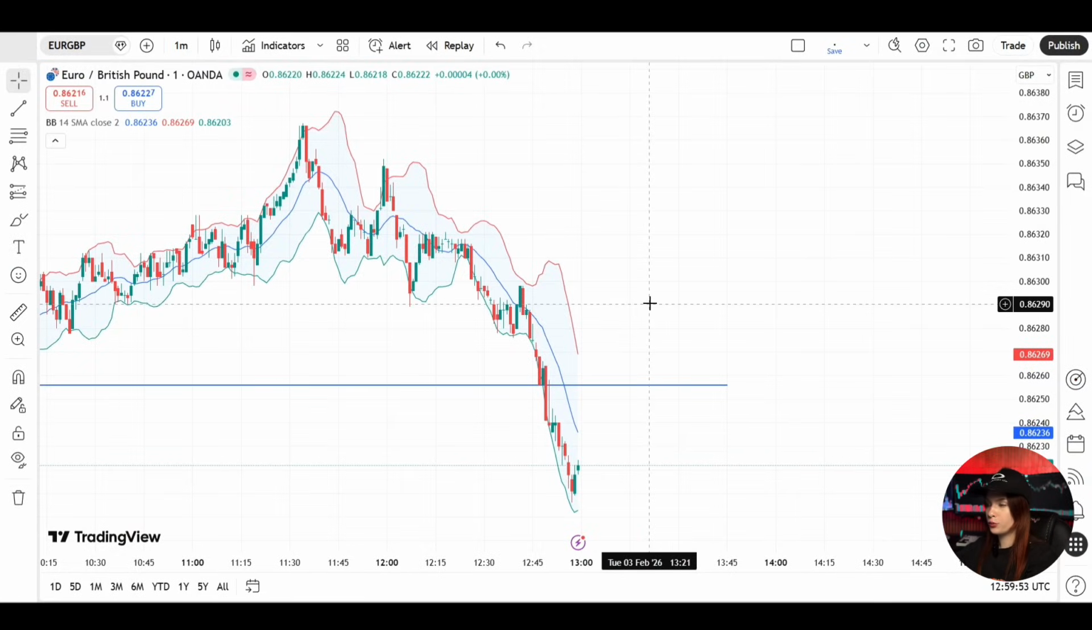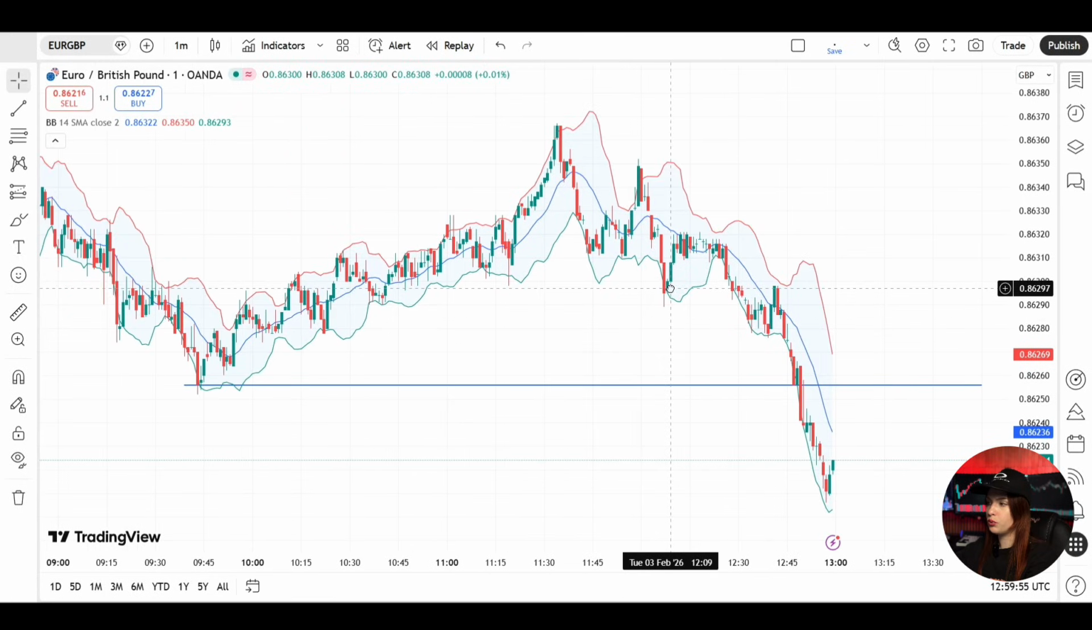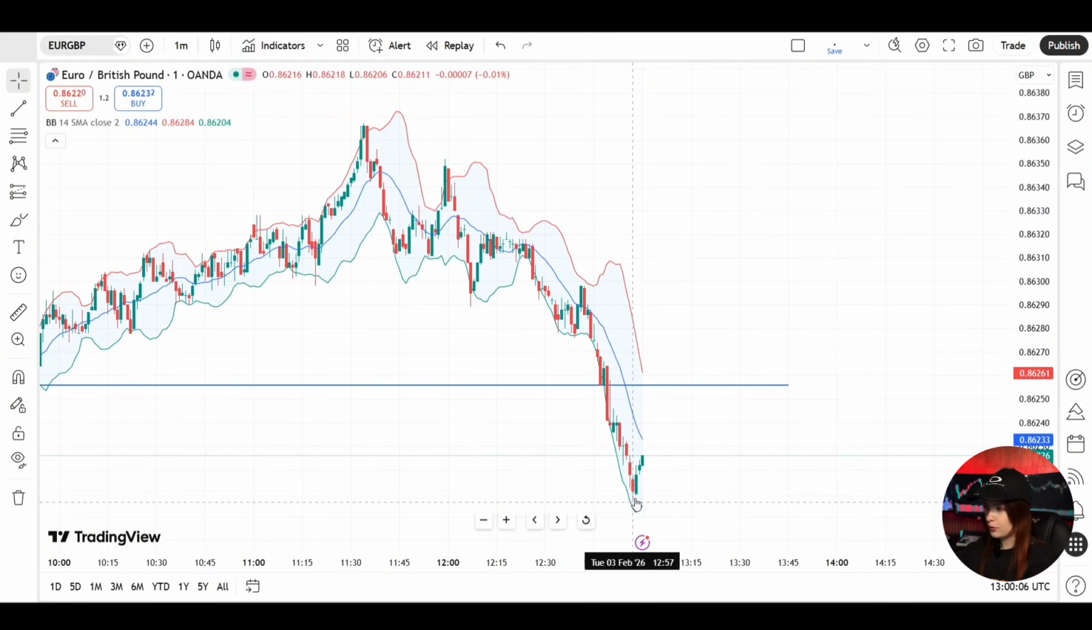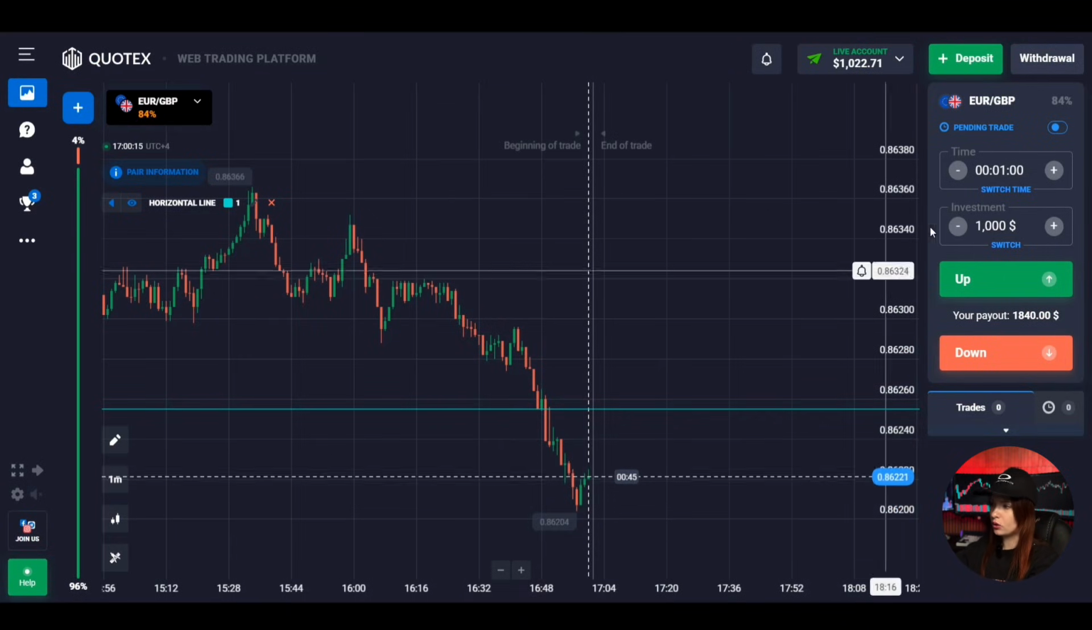We have a level of support here. We also see that the price has reached this level and a breakout has occurred. Thus, after a steady downward movement, we see that a reaction is coming from the lower border of the indicator right now. That is, the price has rebounded and is moving up. Green candles are forming. In this situation, I suggest to open a deal for 1 minute to go up.